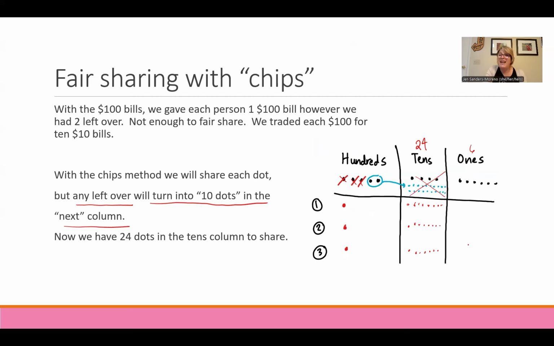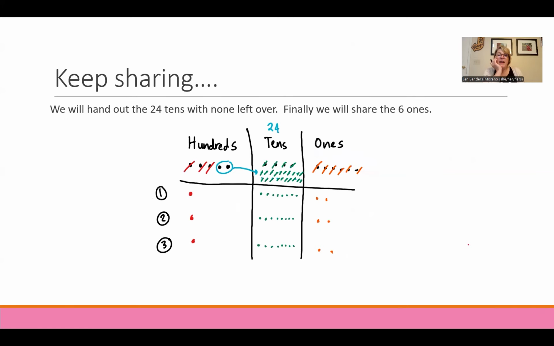And that's what you're going to see on the next slide, going ahead and handing out. You'll notice I wrote 24 up top, handed them all out. And then we've got 6 ones that I'm going to hand out. And we don't have any left over. So no left over, which means we have a remainder of 0.